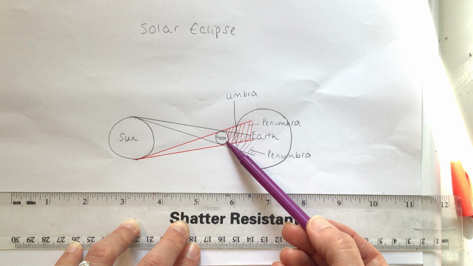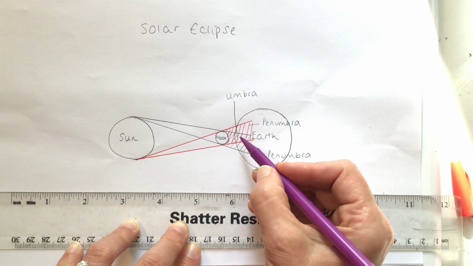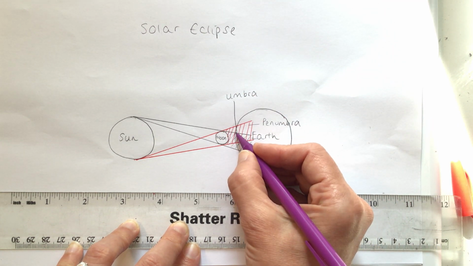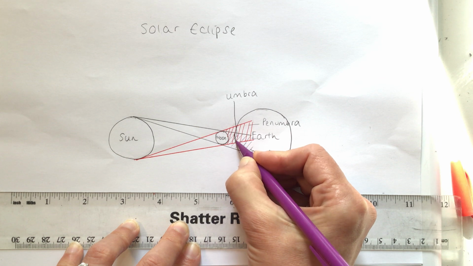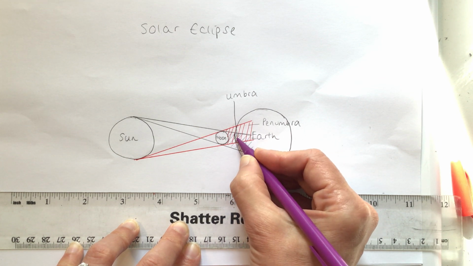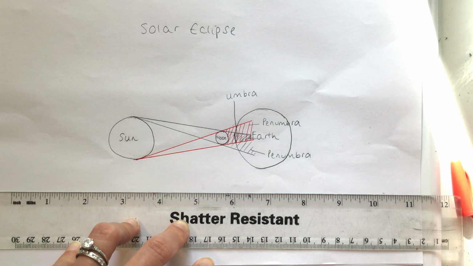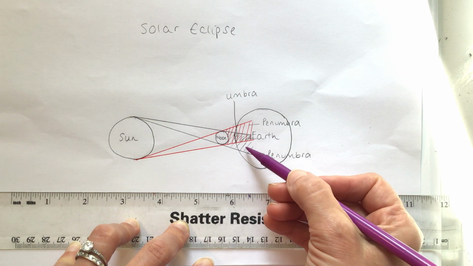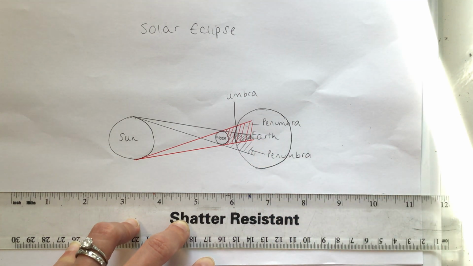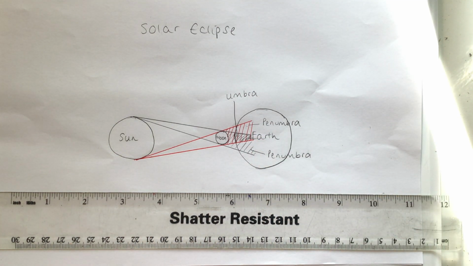So in the middle here, if you are anywhere on Earth in this area here, you can see the edge of the Earth there, anywhere on Earth in this area, you will get a full sort of blackout from the sun, just for a few moments. It's not very long. And then if you are in these areas, you will see a dimming of the sun and a partial eclipse.